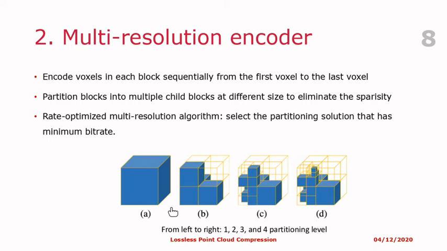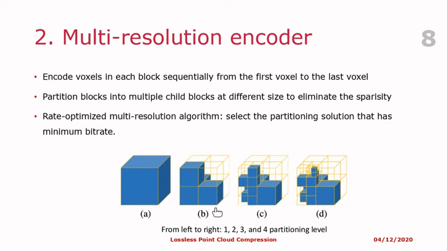The decision to partition into a lower level or not depends on the bit rate of that solution. For example, if this partitioning solution has a lower bit rate compared to encoding the block 64 as a single block, we will choose the two-level partitioning.